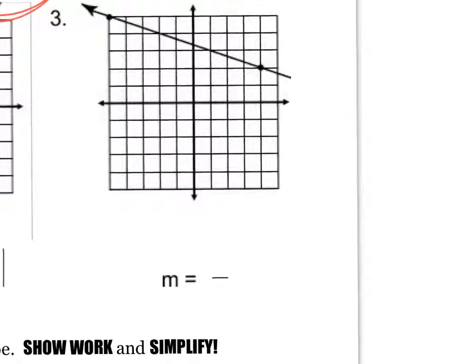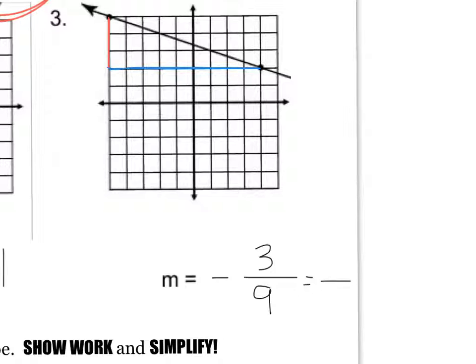Number 3, we've already noticed that this slope is negative. So let's go ahead and put that negative sign in before we forget to do so. And you are going downwards, and you are going across. Please take a moment and count how many are you going downwards. 3. How many are you going across? 9.